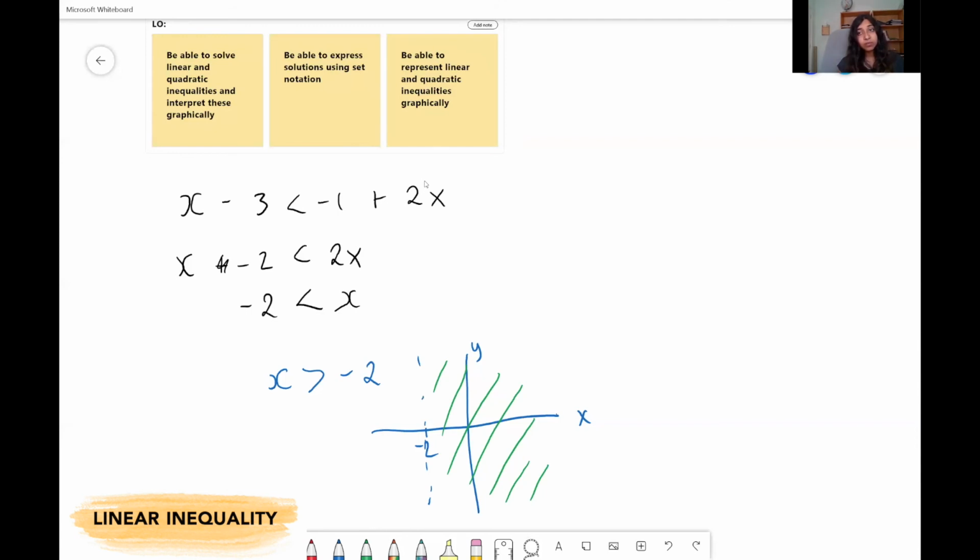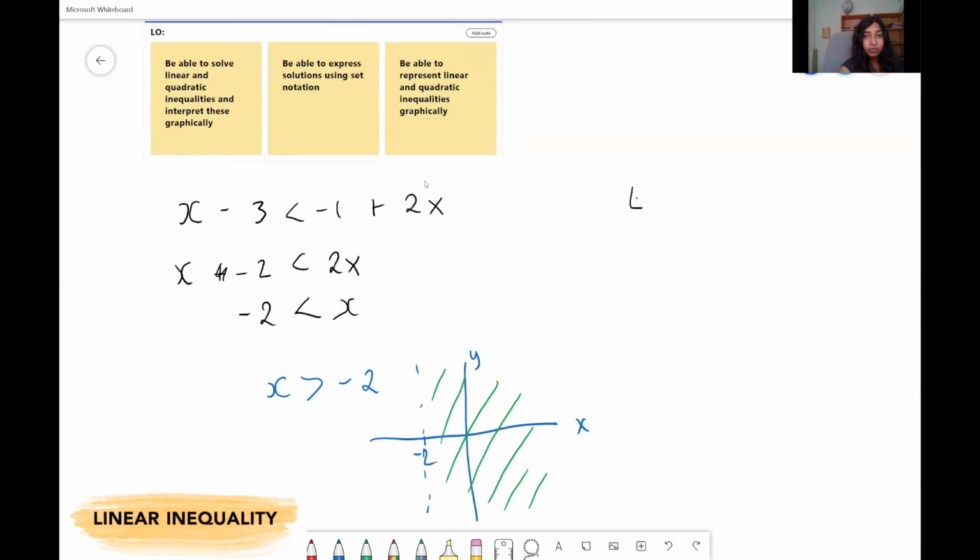So this works as if you're multiplying or dividing the inequality by any negative number. For example, let's say we have 4 minus 3x is less than or equal to 16, and we just want to find the values of x that satisfy this inequality. So you just solve it like a normal one.